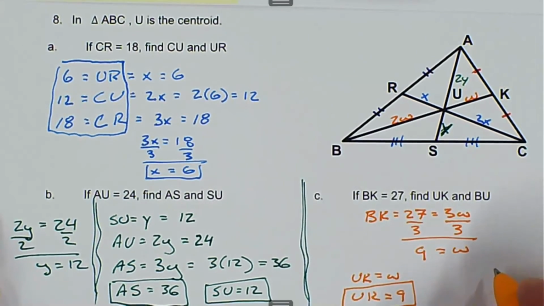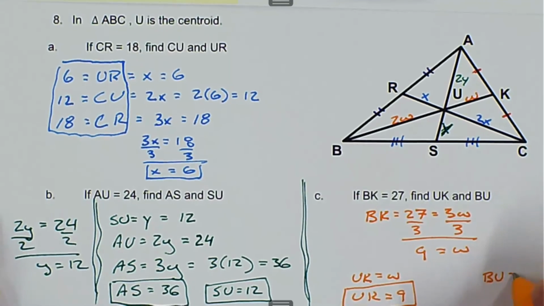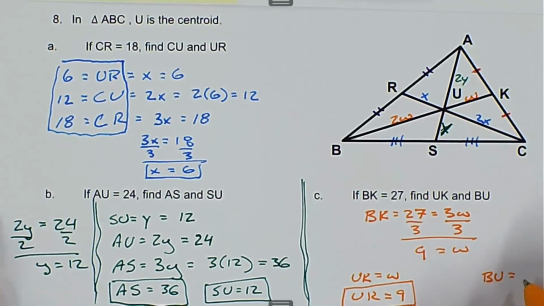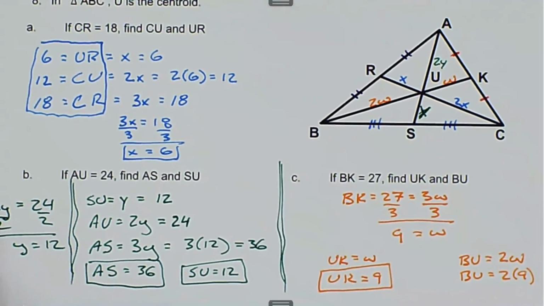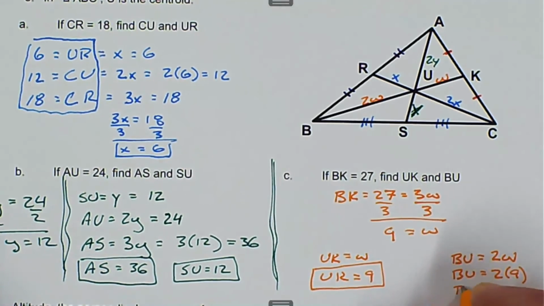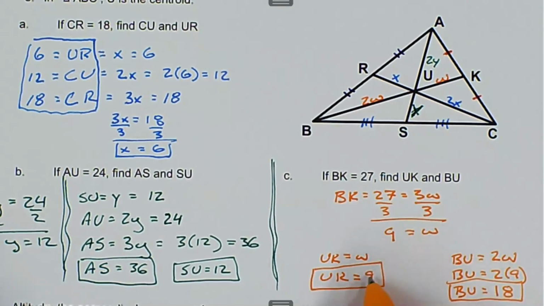And then BU is equal to 2W, so BU is equal to 2 times 9. So BU is equal to 18. And we can check that. 18 plus 9 is equal to 27.